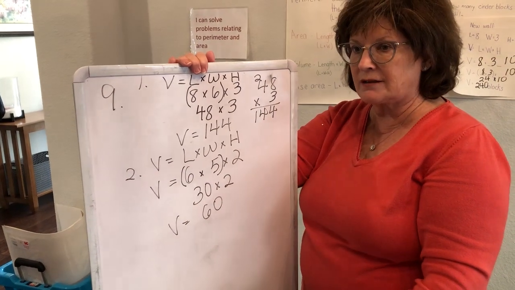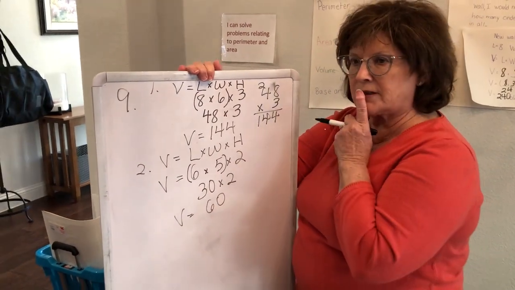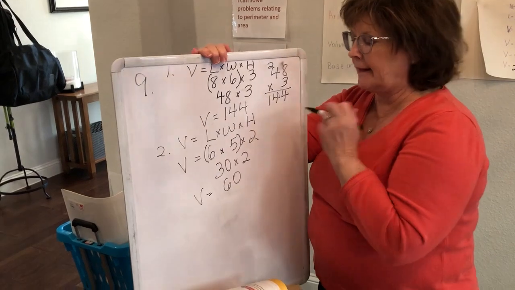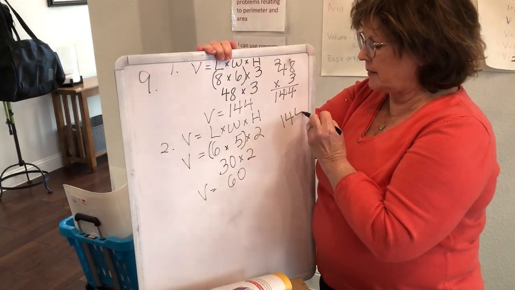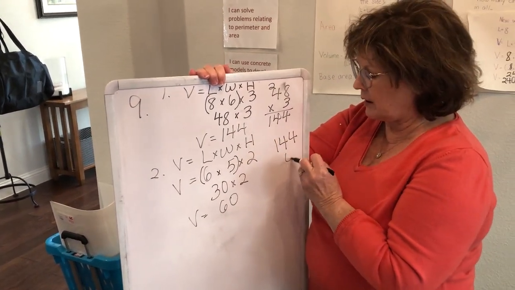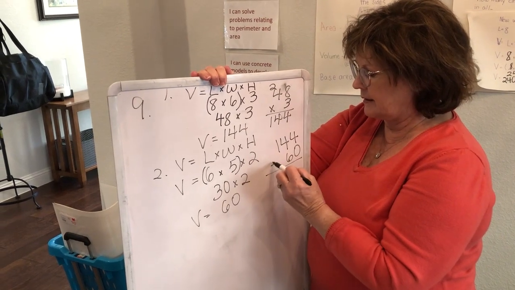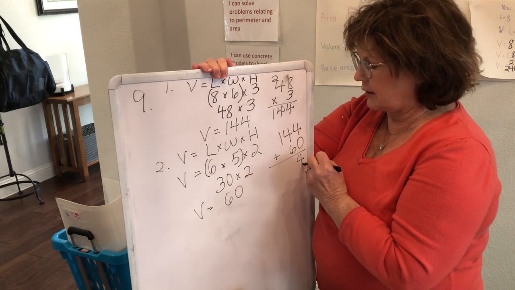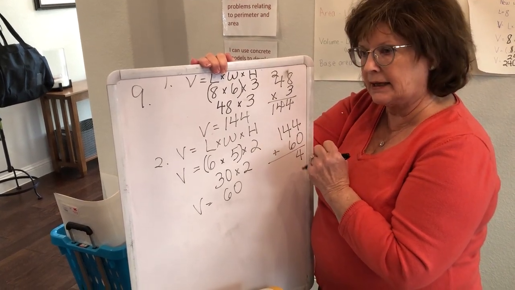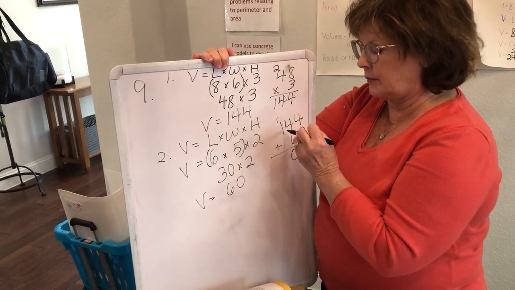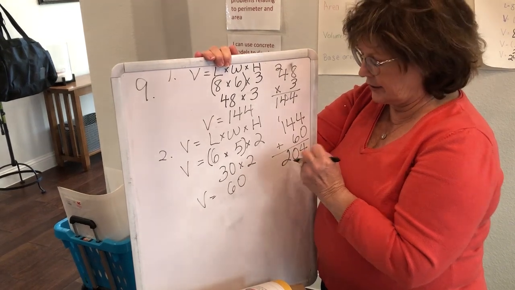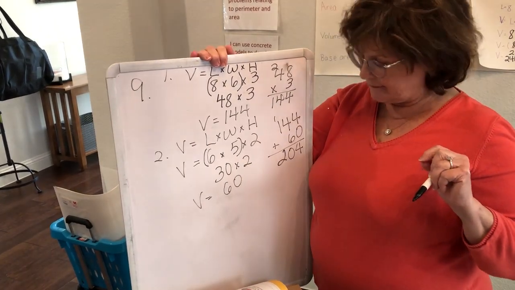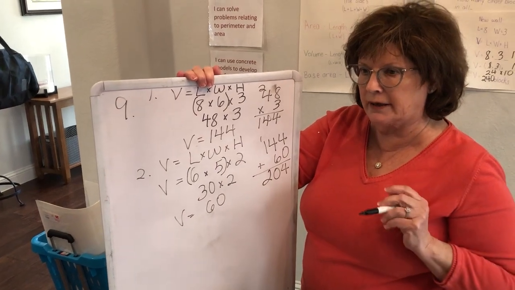Are we finished? Nope. What do we have to do, Brianna? That's right, we're gonna add the volume of both together. So 144 plus 60. 4 plus 0, Kylie, is 4, good. 4 plus 6, Kylie, 10. Carry your 1, and 1 plus 1, Kylie, 2. So our answer is 204 cubic units.